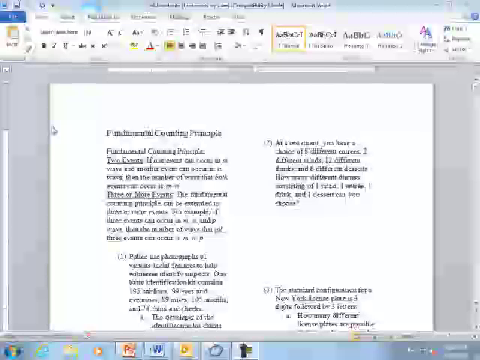Fundamental means really important, big idea, right? So the fundamental counting principle says, if we have 2 events, now event in probability does not mean like a party type of thing. Event means a choice to be made. Picking a shirt to wear is a choice to be made. Deciding what to eat is a choice to be made. So when we have 2 events or 2 choices to make, the fundamental counting principle says if one of those choices can be made m ways and another one can be made n ways, the total number of options we would have is m times n.